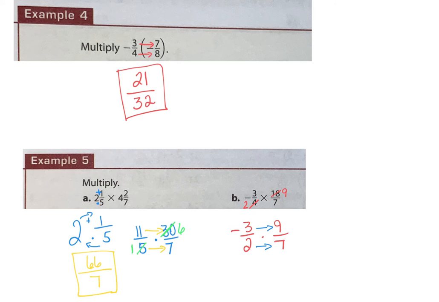Now I have one positive and one negative. So is my answer going to be positive or negative? Negative. 3 times 9 is 27. 2 times 7 is 14. And that is my answer.